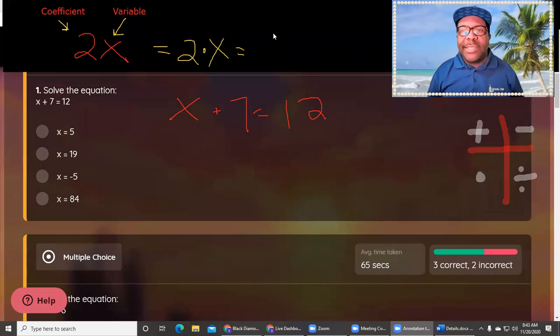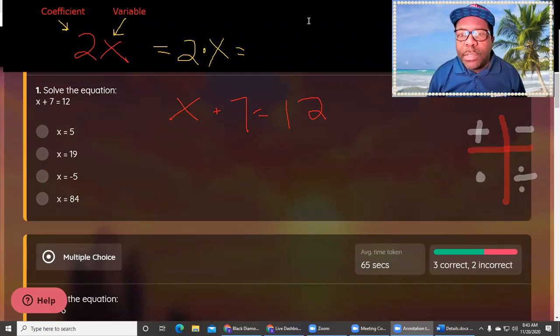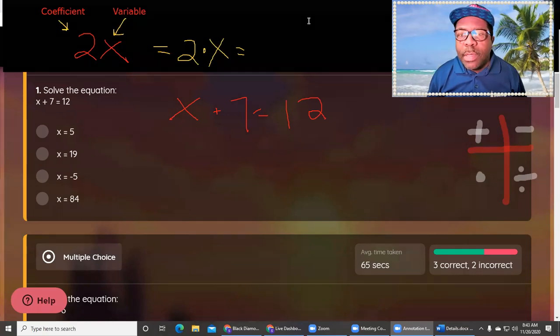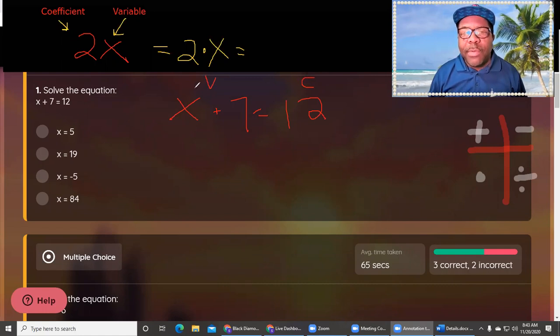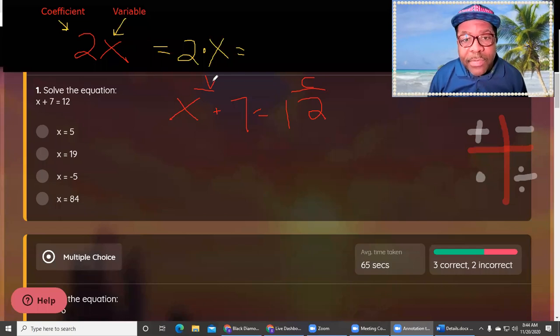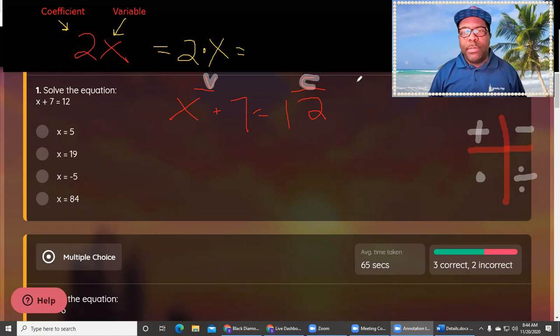To solve this problem, we're going to do the inverse to make sure that we get the variables on this side and the constants on this side. Now, what am I saying? The variable would be, once again, the letter, the thing that can vary. So we want the variables on this side, and we want the constants on this side.